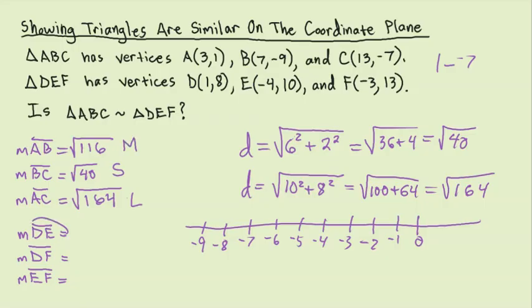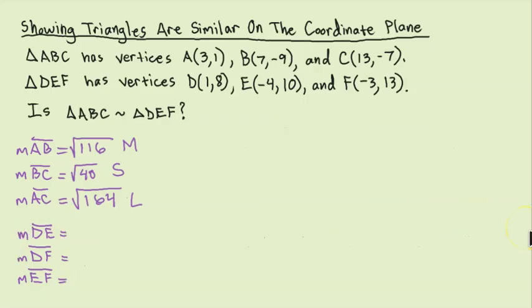Okay. Now let's do the same thing for these 3 sides on DEF. Okay, so let's do the measure of DE going from D to E. How far is it from 1 to negative 4? Well, we can do 1 minus negative 4. That's how we find the distance between 2 numbers, is we do one number minus the other, and we do the absolute value. We make it a positive number. Okay, so 1 minus negative 4 is the same thing as plus 4. That's 5. So the distance is going to be the square root of 5 squared plus.